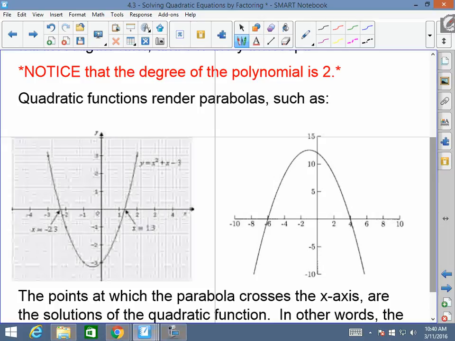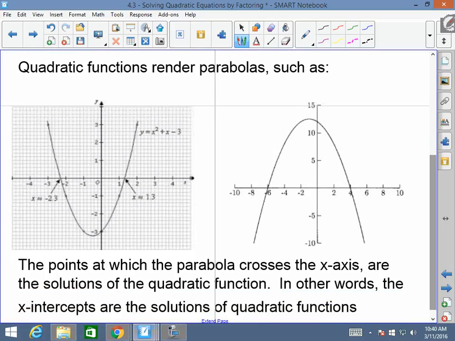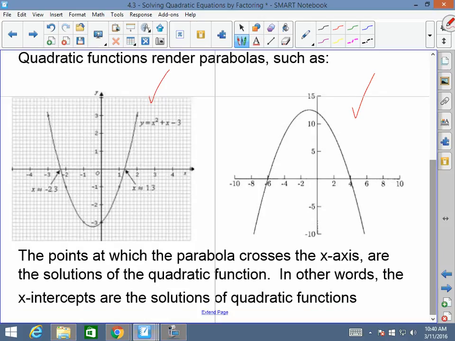Okay? We know this already. This part is review. If the A is positive, it points upwards, like this graph right here. If the A is negative, it points downwards, like the graph right here. And the points at which the parabola crosses the x-axis, those are known as the solutions of the quadratic function. So in this particular case, this guy right here and this guy right here, these guys are my solutions. Those solutions can be described as x-intercepts.